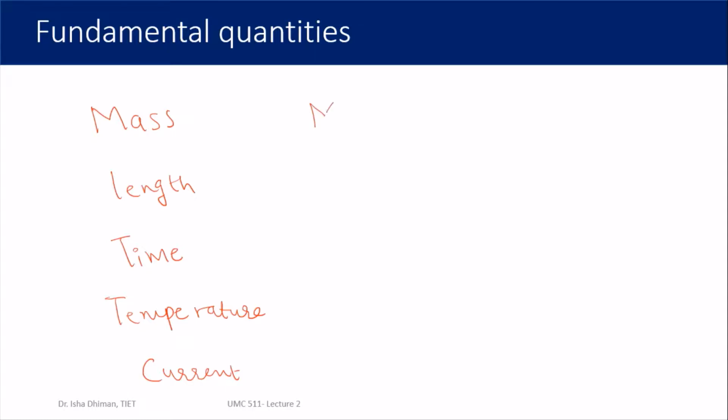The dimension of them is denoted as follows. Mass, we know the dimension is denoted by M. Length dimension is denoted by L. Time is denoted by T. Temperature, we have entirely a different symbol. And for current, we have I. And obviously in most of the examples, we'll be using these 3 fundamental quantities.